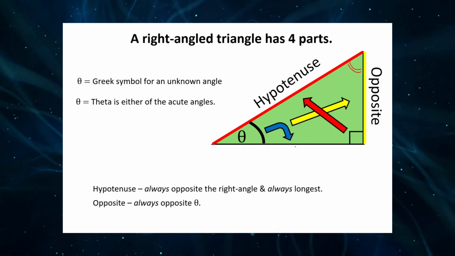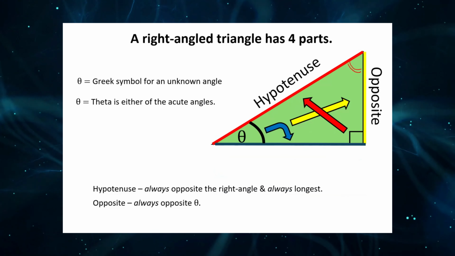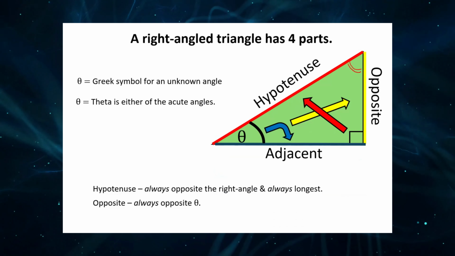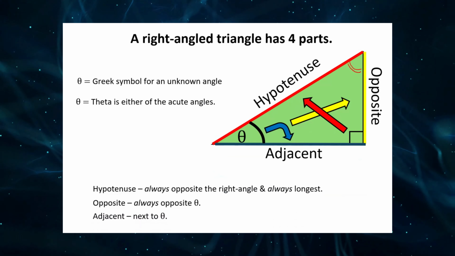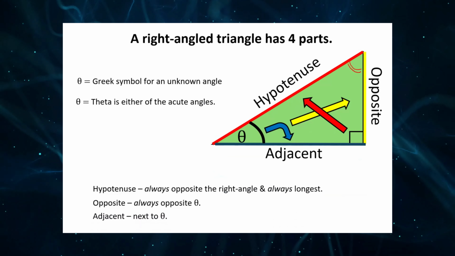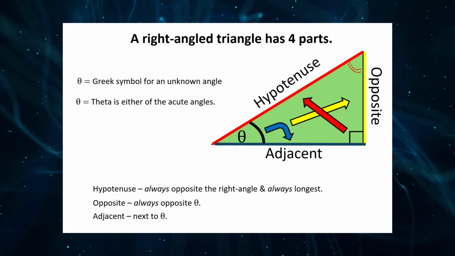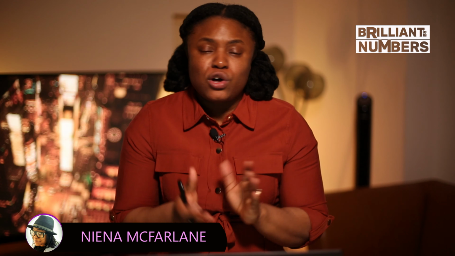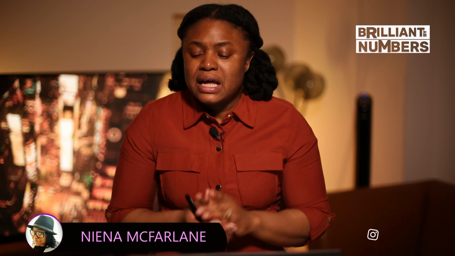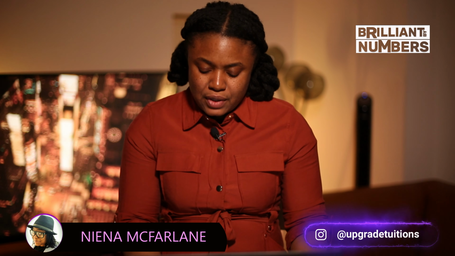And the final part is our adjacent side. So the adjacent side here is next to theta, or rather it's the side of the triangle on which the angle sits. So those are the four parts of the triangle. I would say at this point it's a very good thing for you to draw this triangle out, pause the video, draw the triangle, label the parts, because this is critical to what we're about to get into.